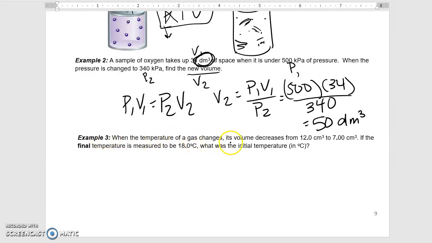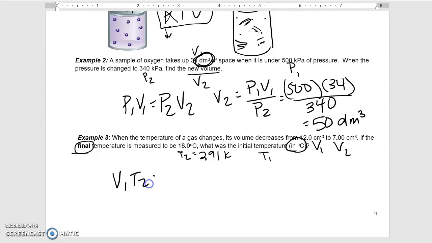The temperature of a gas changes, and its volume decreases from this to this. Okay, so this is the first volume, this is the second volume. If the final temperature, the final meaning it's the second temperature, so T2, and remember that has to be in Kelvin, so if we add 18 plus 273, we're looking at 291. What is the initial temperature? Okay, so T1. Now it is asking us to go back to Celsius, but we'll do that at the end. So knowing that we've got volume and temperature, you're going to use Charles's law. But again, I didn't tell you that. You had to figure that out as you go.